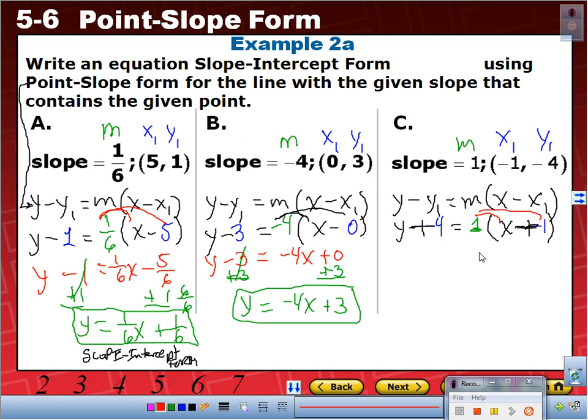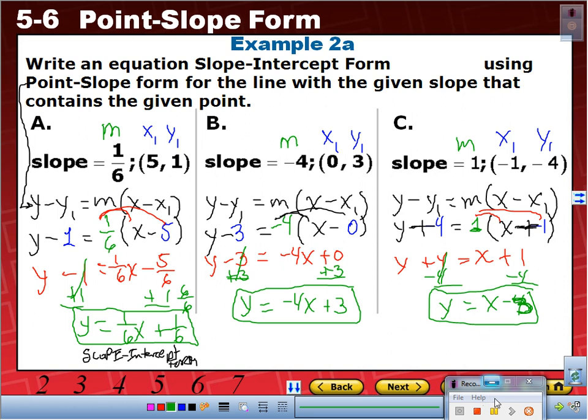1 times x and 1 times 1, that becomes 1x plus 1. I bring everything else down, the equal, the y, the plus 4. To solve for y, I need to subtract 4, and I'm left with y equals x minus 4. Hands, have you got that by yourself? Is it minus 3? Oh, minus 3, my bad. This is minus 3, minus 3. I did that on purpose to see if you were paying attention. Hands if you got that by yourself.